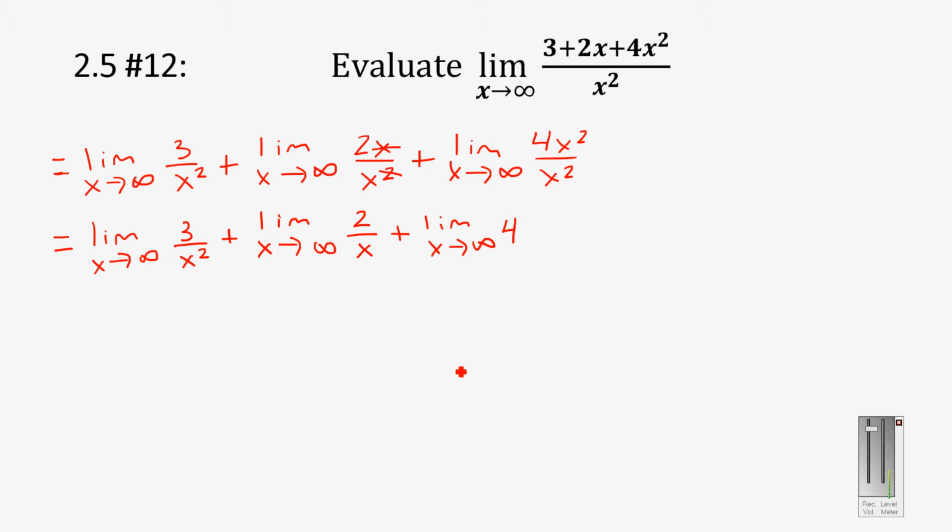So that's kind of a trivial scenario, but let's go ahead and evaluate this now. We plug infinity in for each one of these. If I plug infinity into the denominator, this whole thing goes to 0. Plus 2 over a really, really big number also goes to 0. Plus, the limit as x goes to infinity of a constant 4 is 4. So in this case, 2.5, number 12, your answer is going to be 4.